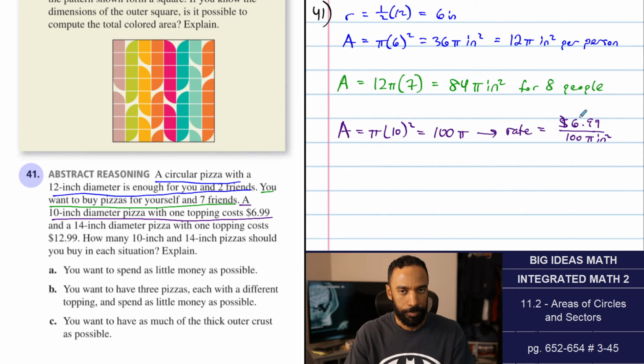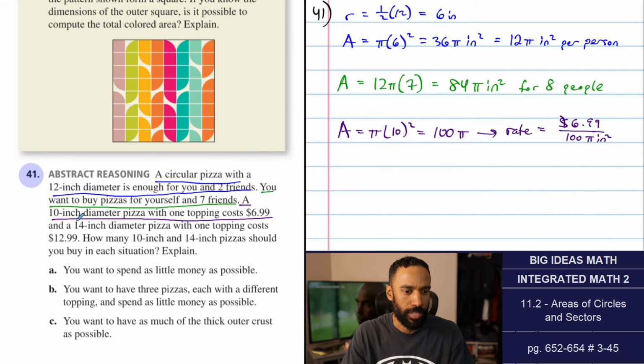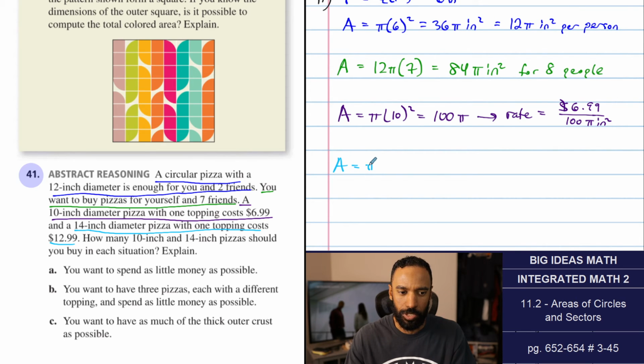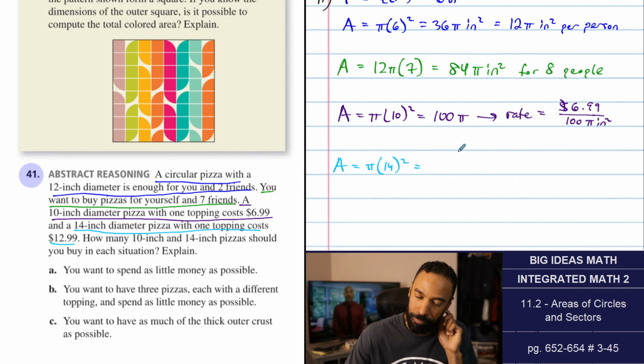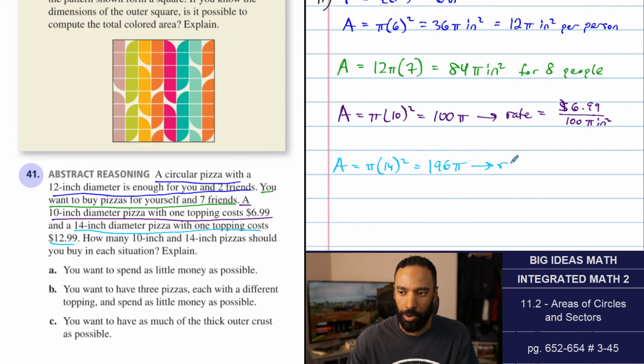Now I can round that later, but that's inexact. I guess we're not including tax. And what color am I going to use? Because it's teal. A 14-inch diameter pizza with 1 topping costs $12.99. So each of these has 1 topping. I thought there was going to be more stuff with the topping. Area is pi times 14 squared, which is 196 pi. Normally a larger pizza is better value. You just want to figure out how much more value you get.